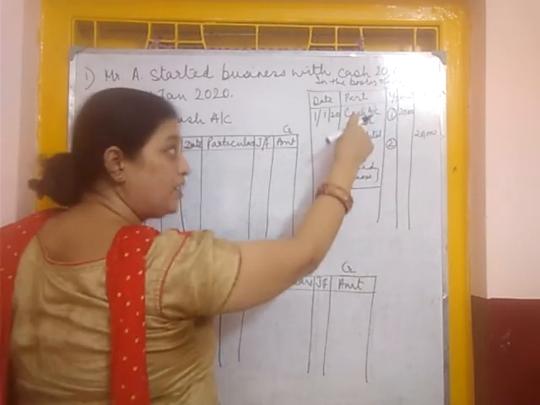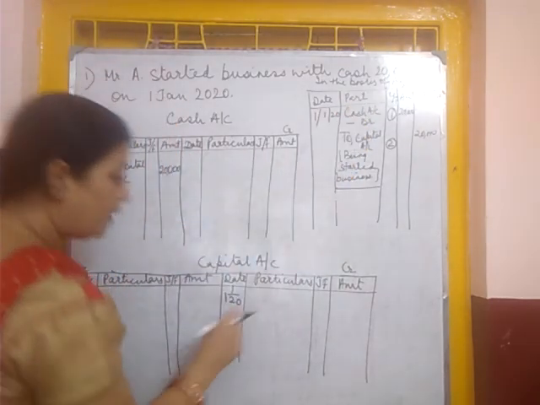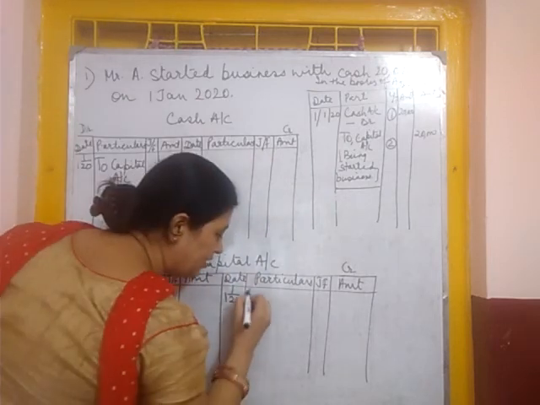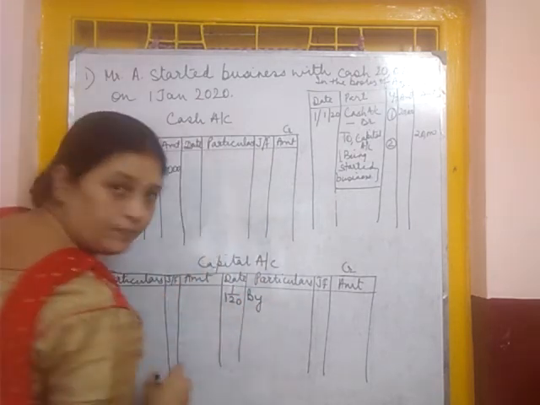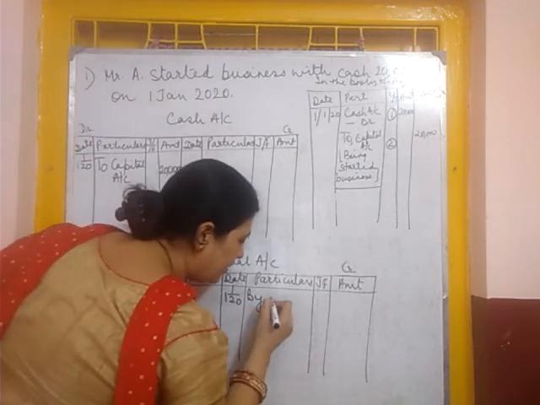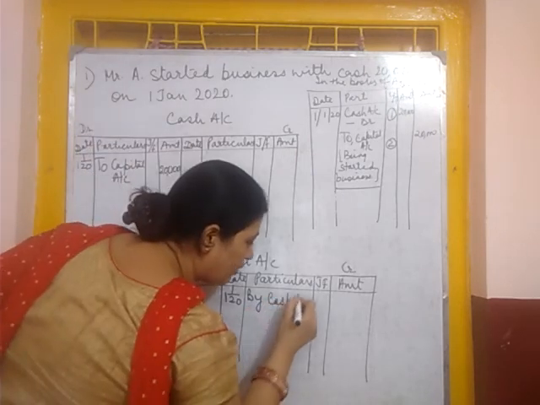Which account has been debited? Cash account has been debited. But capital account has been credited by cash. We will write here: capital is denoted by... Credit side is denoted by "by", so we will write "by". But here we will write "by cash account".